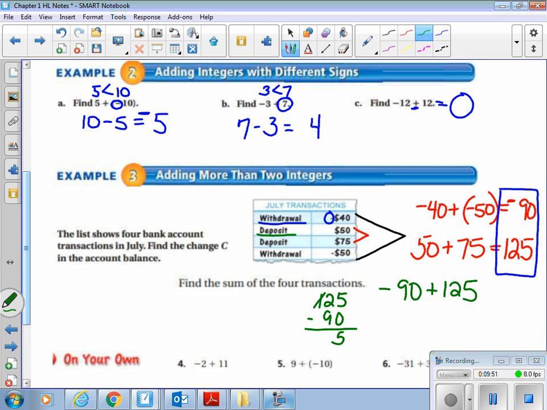I need to borrow from the 1 so that I can subtract. 12 minus 9 is 3. I've got 35 as my answer. And now I've got to decide: is it a positive 35 or is it a negative 35?